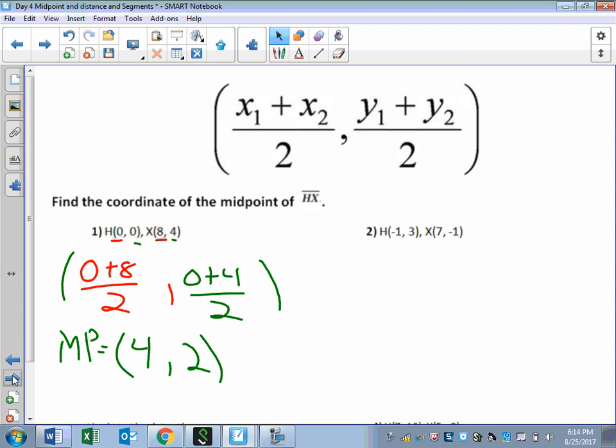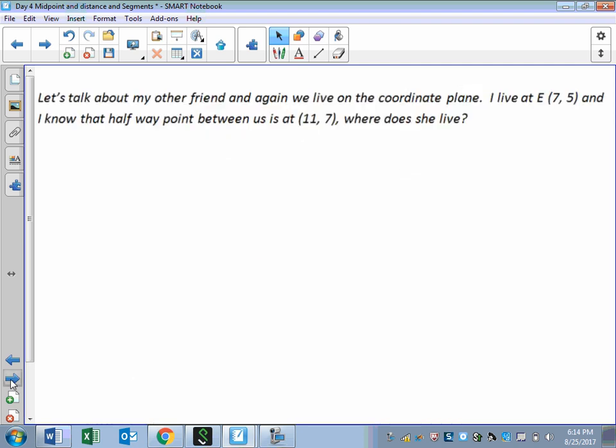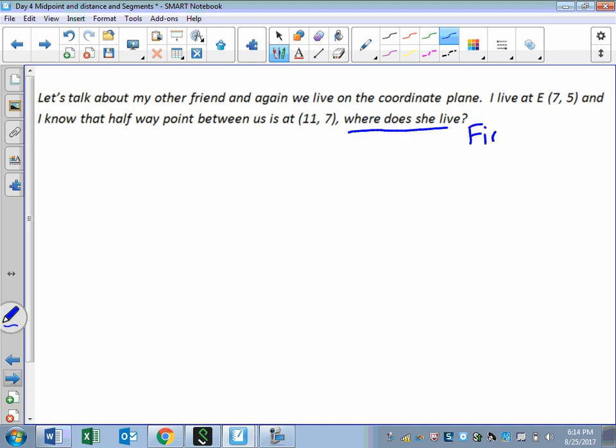Now, another variation that they could put on this question is they could give you one of the endpoints and give you the midpoint and ask you to find the other endpoint. So this next example is one of those. So I live at (7, 5), and I know that the halfway point between us is (11, 7). So where does she live? So this is find the endpoint, not find the midpoint.